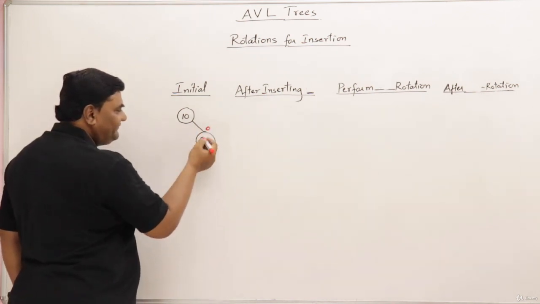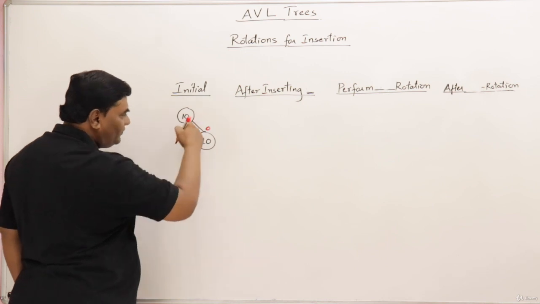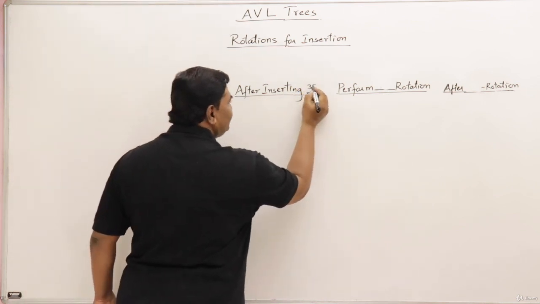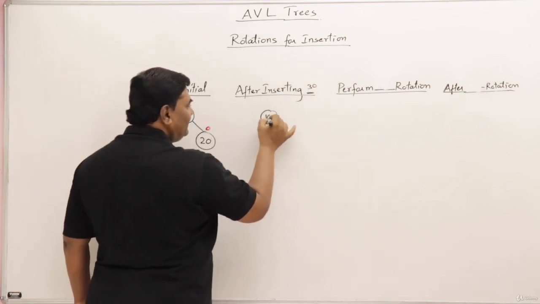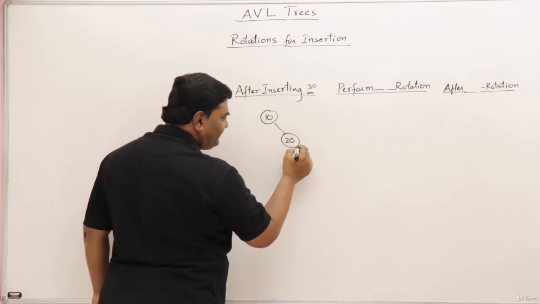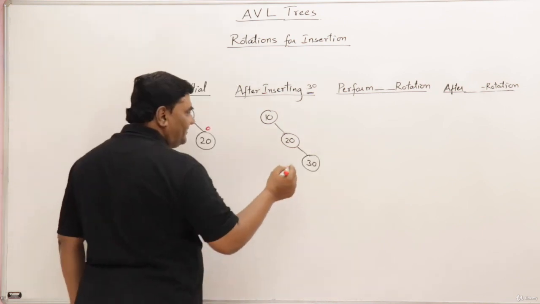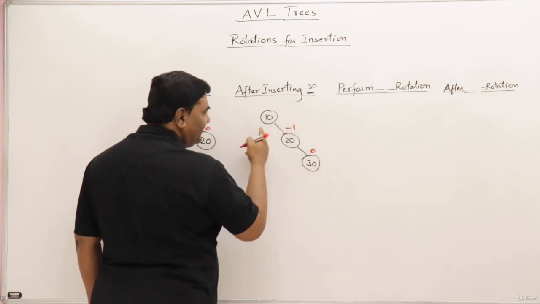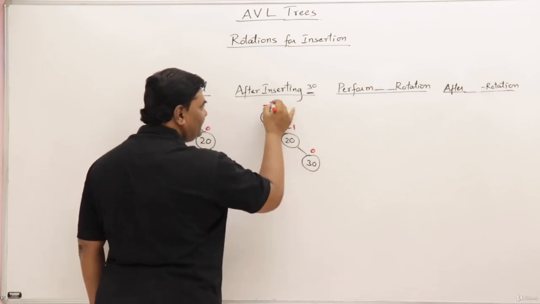Balance factor of the leaf node is 0 and this one is 0 minus 1, so this is minus 1. Next, I will insert 30 in this one. So 10 and 20 are already there. 30 is greater than 10 and greater than 20, so it comes on this side. Now the balance factor of this one is 0. This is 0 minus 1, so minus 1. This is 0 minus 2, so this is minus 2.